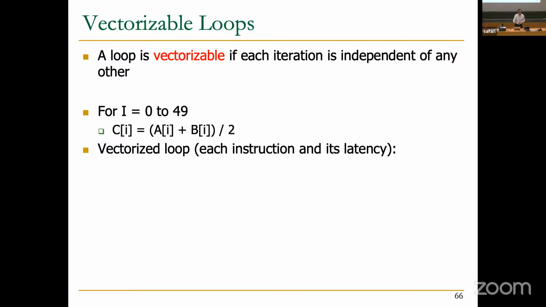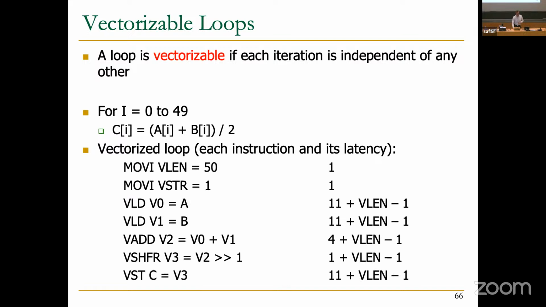So if you vectorize this loop, this is what the vectorized loop looks like. It's going to be much simpler. This is it, basically. Our vector length is 50. We initialize the vector length register that way. Our vector stride is 1 because we laid out our arrays nicely. The first instruction is a vector load into V0, vector register 0, starting from address A. This automatically says to load the next 50 elements starting from address A into vector register 0.